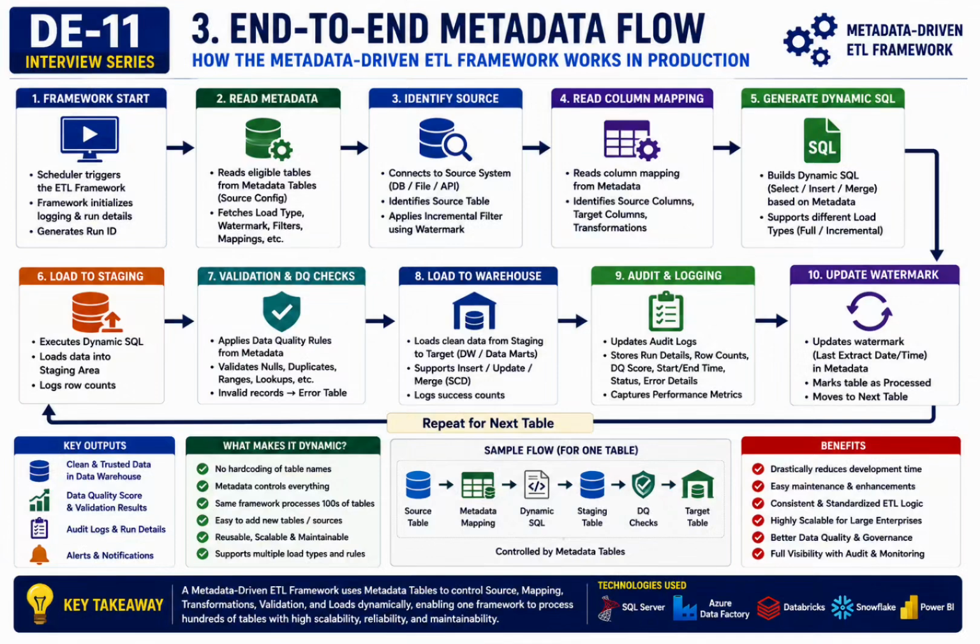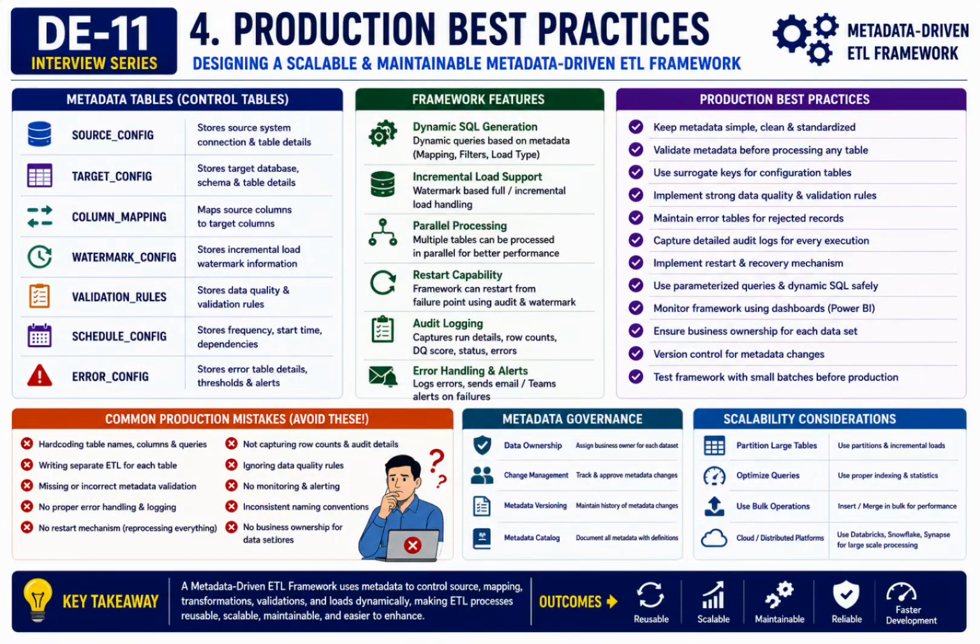So now this slide covers the practices we follow in production. First, metadata should always be clean, standardized and version controlled. Never hardcode table names, SQL queries or business rules inside the ETL logic. Then store everything in metadata. Then use separate control tables for source configuration, target configuration, column mapping, watermark configuration, validation rules, scheduling and error handling.